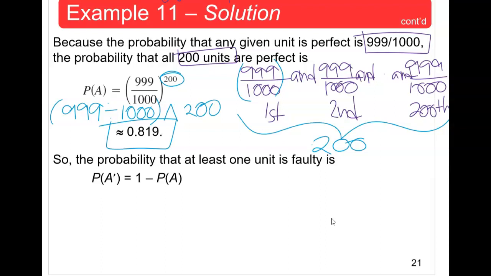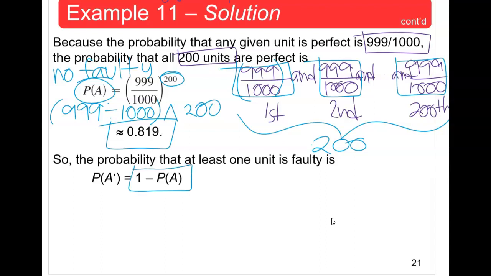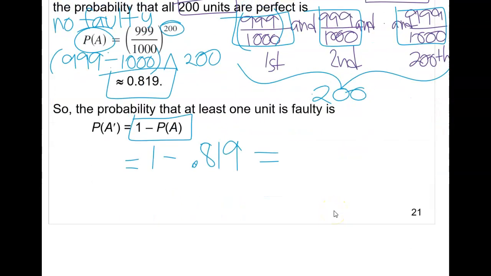So remember that was P of A, no faulty units. All 200 units had the probability of not being faulty. But the question of the problem was, what is the probability that at least one of them is faulty? That means 1 or 2 or 3 or all the way to 200. That's why it was easier to use the complement of obtaining no faulty units. So that will be 1 minus 0.819.